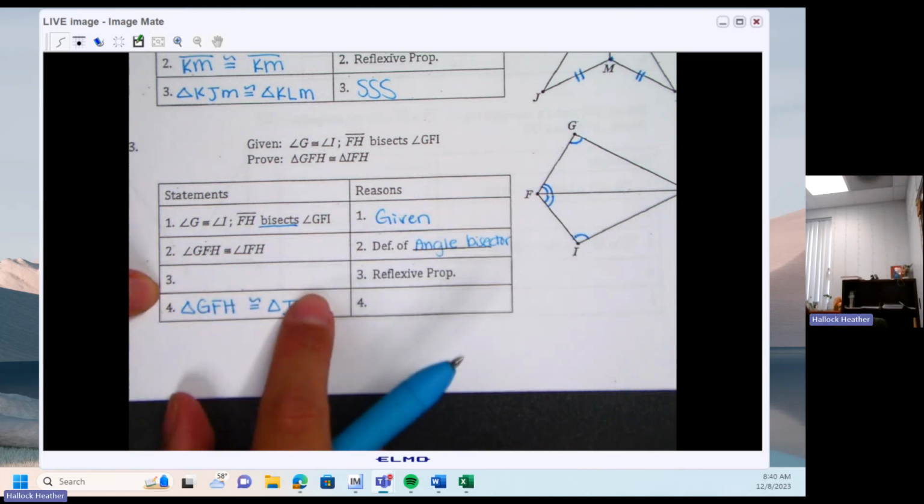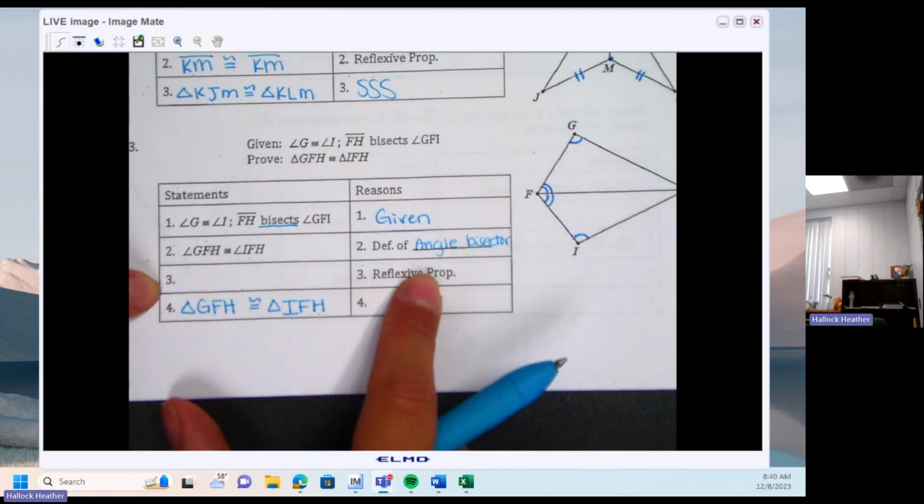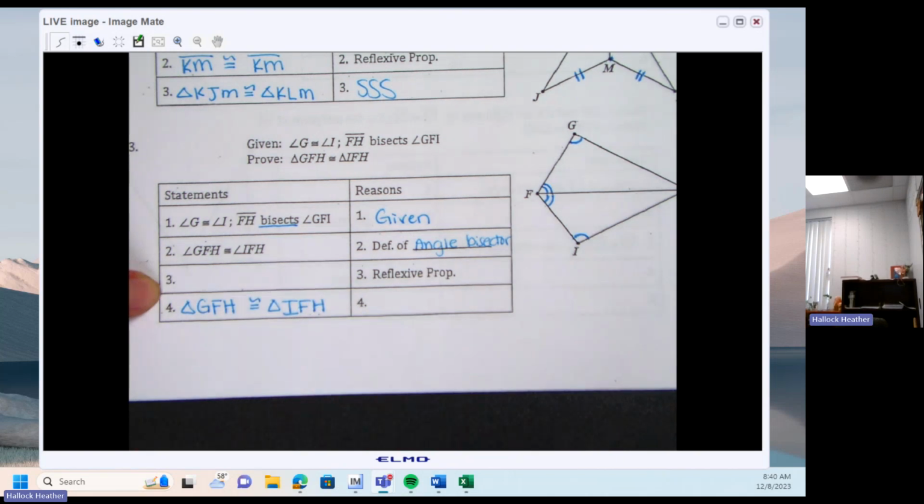The next thing I'm talking about is the reflexive property. Reflexive property is where they share a side. So which side do they share?